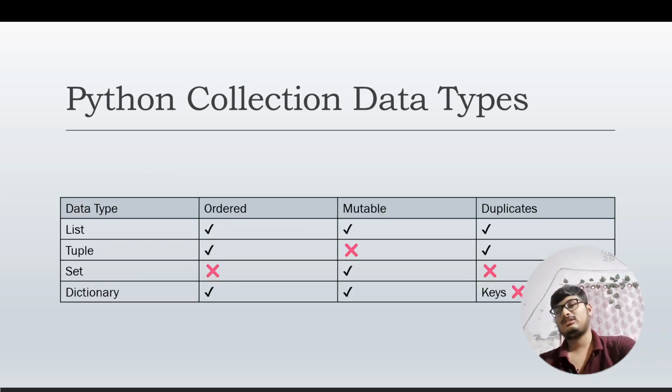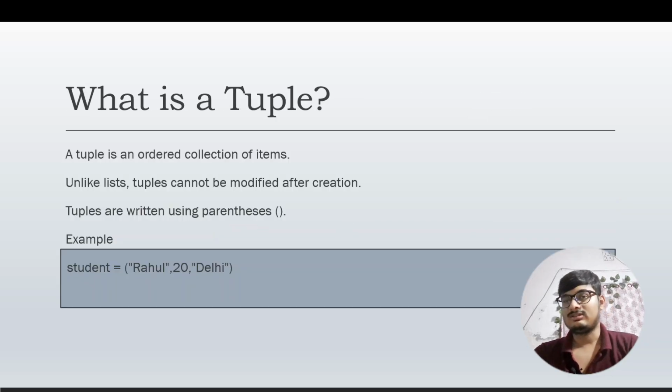The first slide here is Python collection data types. This is a table in which there are different types of data types, like list, tuple, set, and dictionaries. I will explain this table to you later on. Let us just move on.